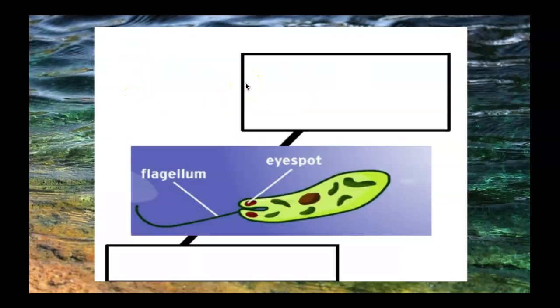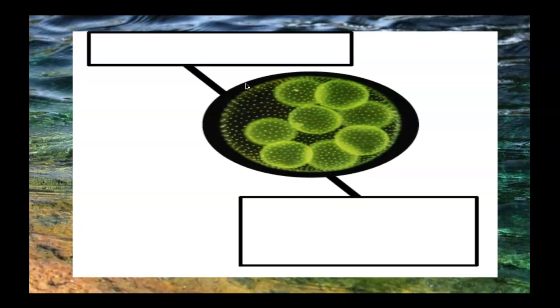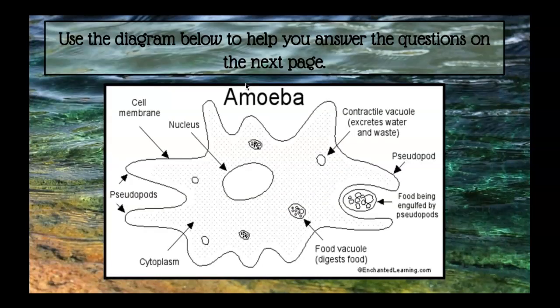Okay, so you're doing that for these 4 different pictures. There's the one with the flagella and the eye spot, cilia, and there's your other organism. I don't want to give you the answer though. All right, so now it says use the diagram to help you answer the questions on the next page.